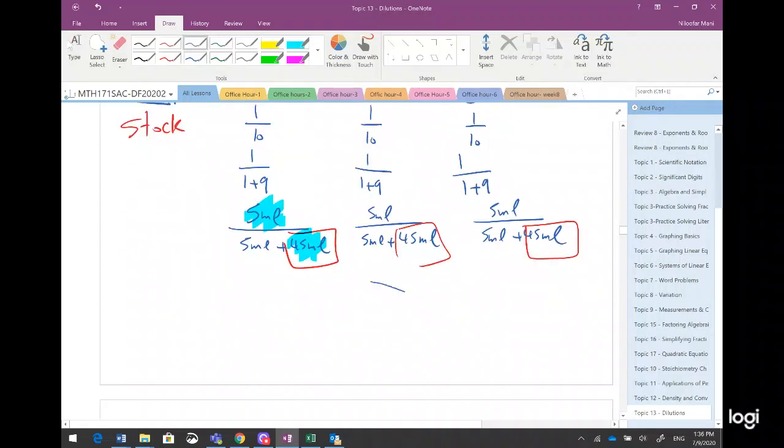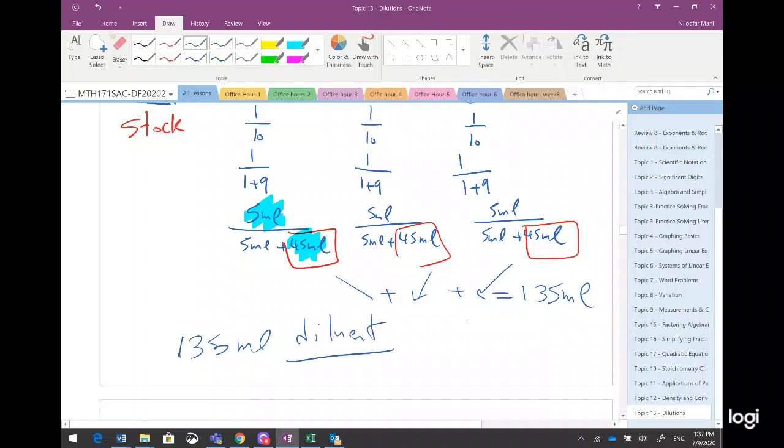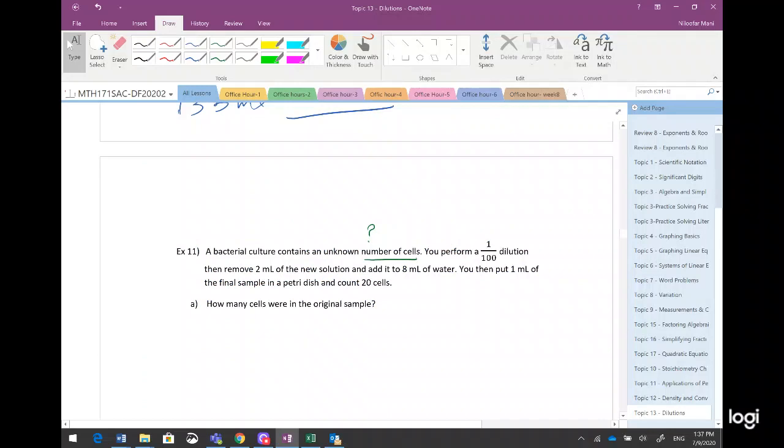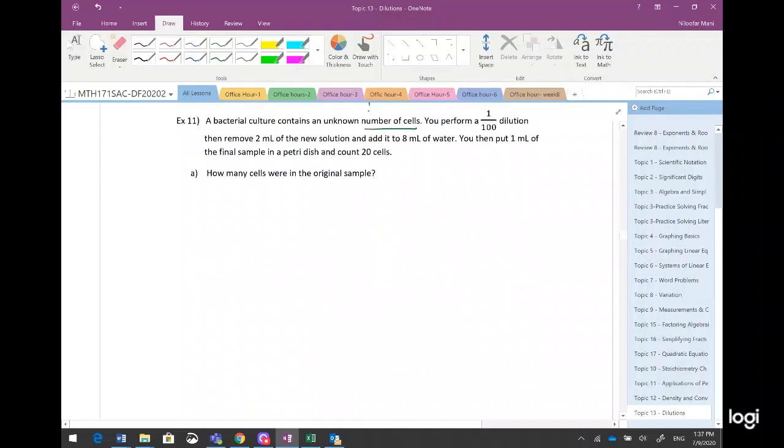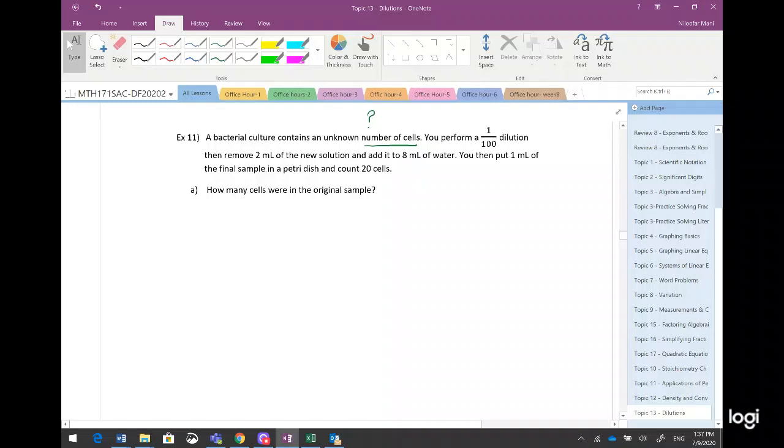So now if you want to add them, this will be 135 milliliter when you add them. Okay, so I can say, if it's this one plus this one plus this one, the result will be 135 milliliter. Okay, so 135 milliliter diluent, which is the amount which was added. Okay, that's the added one, no concentration. So make sure to have a unit, make sure to have the sentence conclusion.